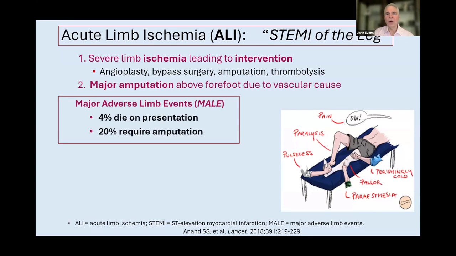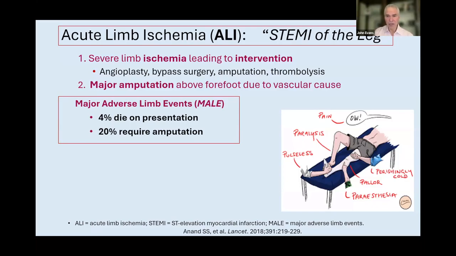And these are also called major adverse limb events. When you see this in the publication, they're talking about these situations. Patients who have this, 4% of them will die on presentation, and 20% will require an amputation at this level.